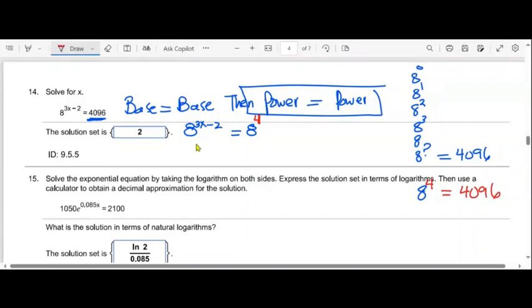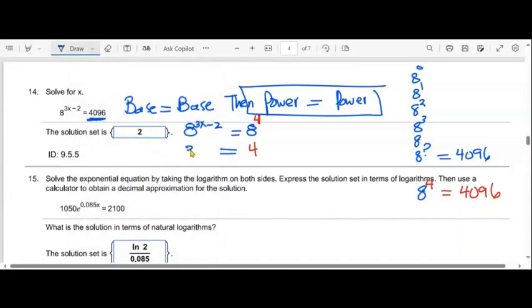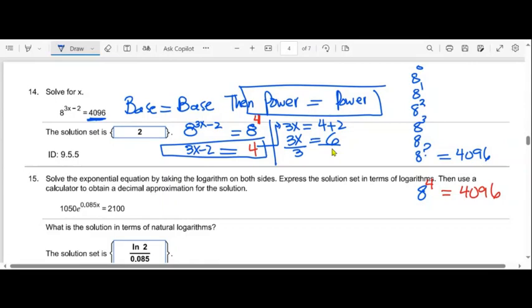Now, do you have the base equal the base? In this case, the power equals the power. So in this case, we'll solve it like a regular equation. 3x equals what? 4 plus 2, which gives you 6. Divide by 3, x equals 2. Is it easy or hard? Easy.